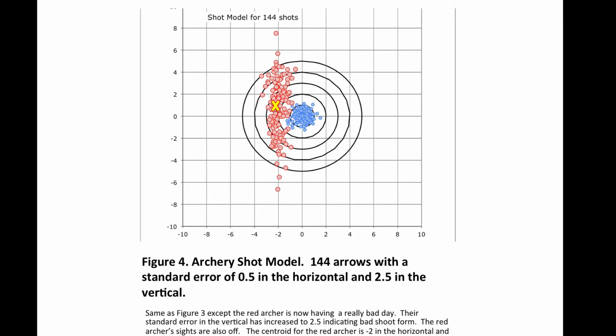So again, an analysis of all of the red shooter's arrows would tell you two things. It would tell you that the sights are off and that they need to be moved down and to the right. And it would also tell you that the archer has a high degree of variability in the vertical and would want to work on their form to reduce that variability. They could try different techniques, track that variability, and see which techniques result in tighter groups.